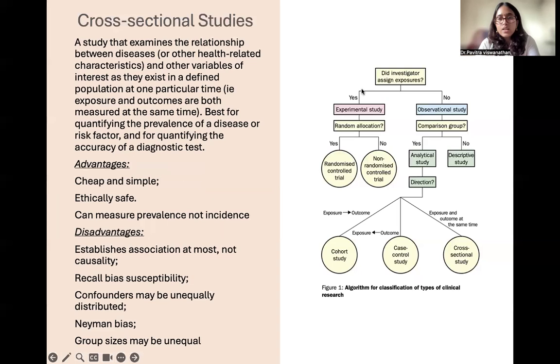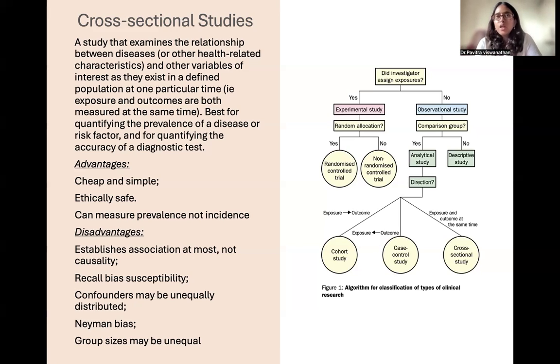What about cross-sectional study? Cross-sectional studies are basically analytical studies. You have no direction in this; at a particular point in time you are studying. It examines the relationship between outcome and exposure in a population at a defined point in time. The advantage is that it is cheap and simple. You go on a street, ask everybody what has happened, and you are done. There is not much money or time involved. It's ethically safe, and you can measure prevalence. So you can tell that this many people are having acne on their faces at this point in time, but you cannot tell incidence.